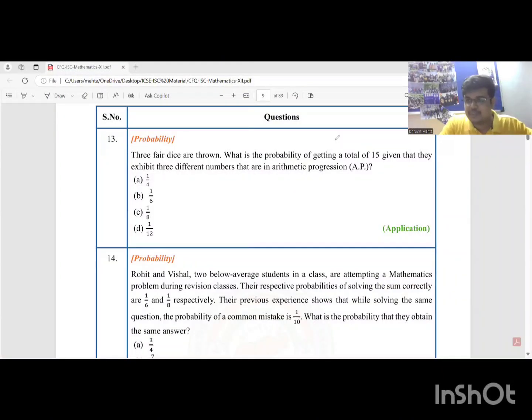Hello students. In this session, we'll be taking questions based from probability. Now students, after application of derivatives, probability is the next chapter which has the most number of questions in this PDF. It has some good exciting questions, so let us get started. So students, the first question that we have is question number 13.